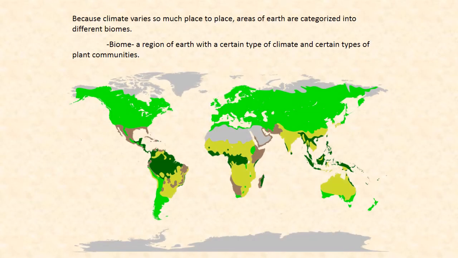Since climates vary so much place to place, areas of Earth are categorized into different biomes. A biome is a region of the Earth with a certain type of climate and a certain type of plant community. For example, New England is usually described as having a temperate deciduous forest biome, meaning it is in a temperate climate and the dominant plant community is that of a deciduous forest.